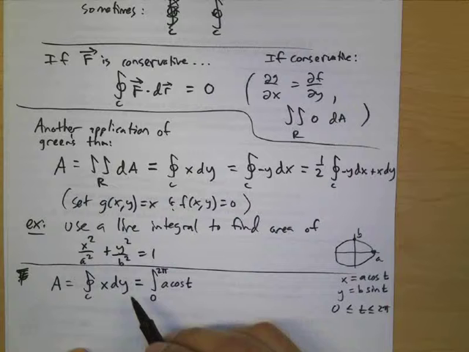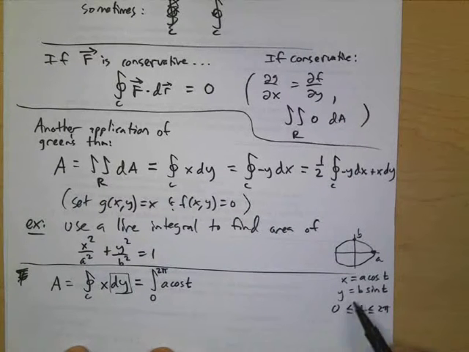Anyway, continuing the calculation. A cosine t dy. What would dy be?